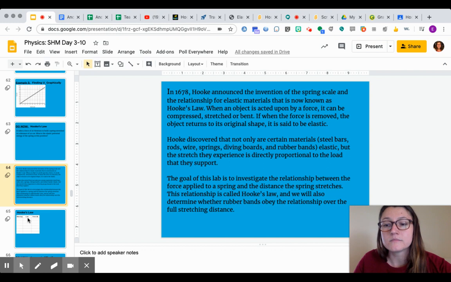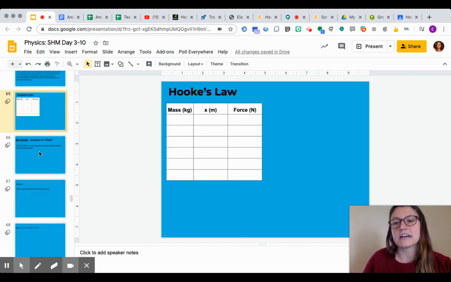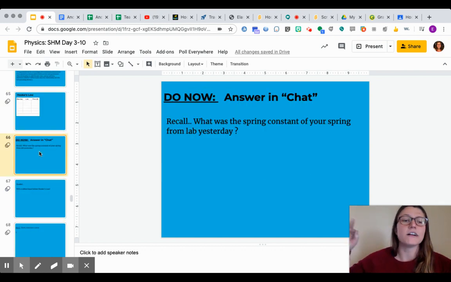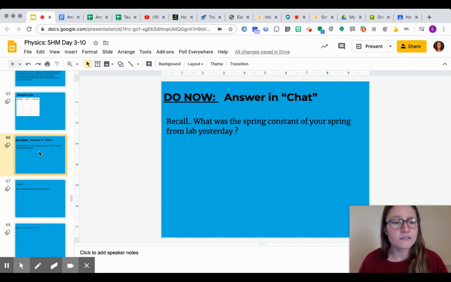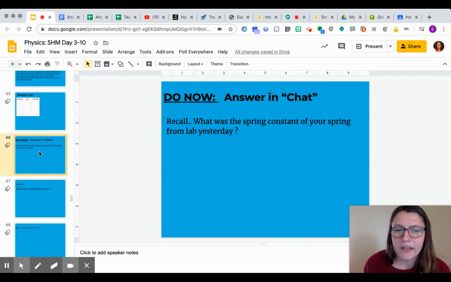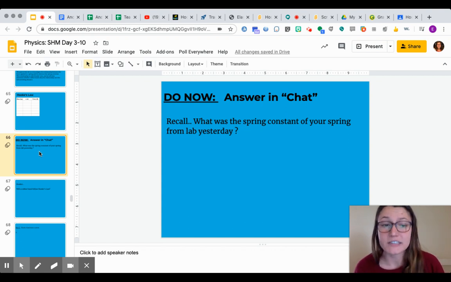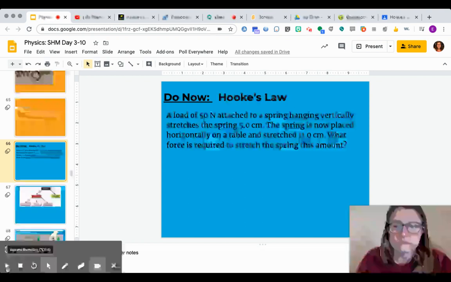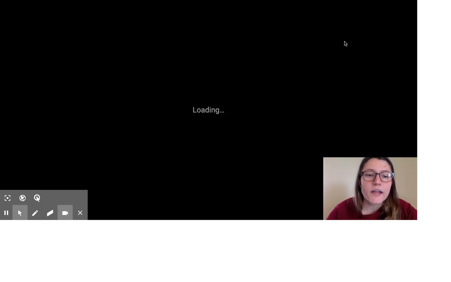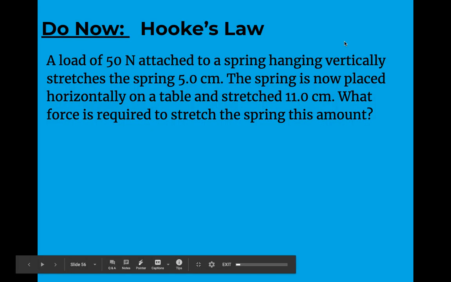Okay, so hopefully we have an idea of how we determine whether a material is elastic and how we determine if the spring constant is consistent based on the data set. Today we're going to be talking about elastic potential energy, which is an expansion of our previous unit, conservation of energy. And it actually is related to the lab that we just did. So we're going to forego the do now for today, but feel free to give it a try if you'd like.